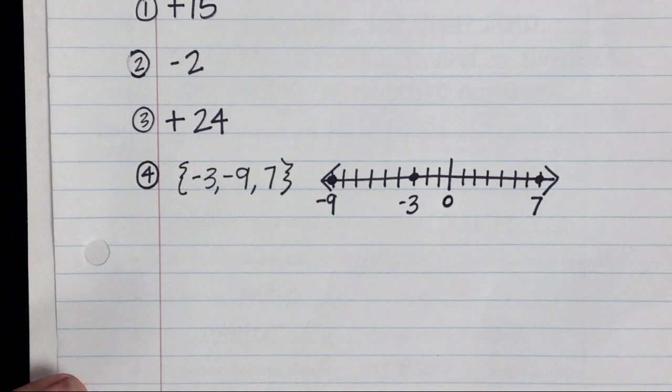I do want to see 0 on your number line. That should be the first place you start. When you draw your number line, start with 0. Okay?